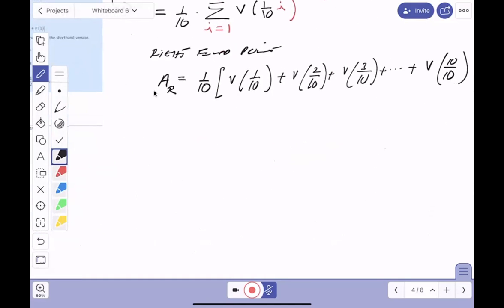Let's write this down as a summation. 1/10 times the sum. Well, it's always going to be V of something, and it's going to be 1/10 times something. Let me write down the counter variable now. I equals, well, I'm going to say this starts at 1, then it goes to 2, then 3, all the way up to 10. So I equals 1 up to 10, right? This is going to be an underestimate.